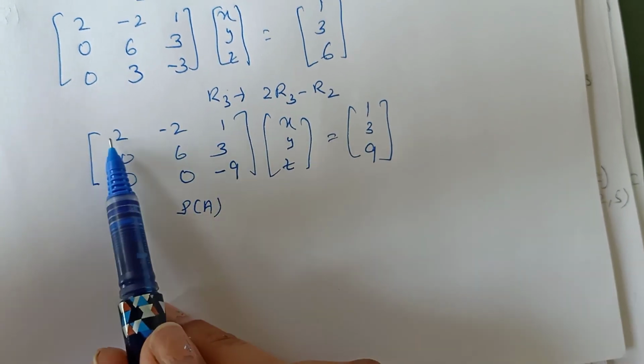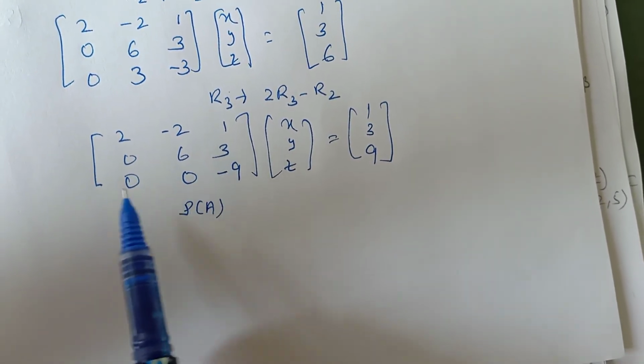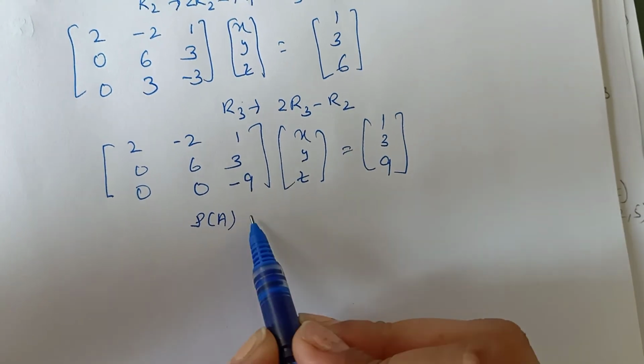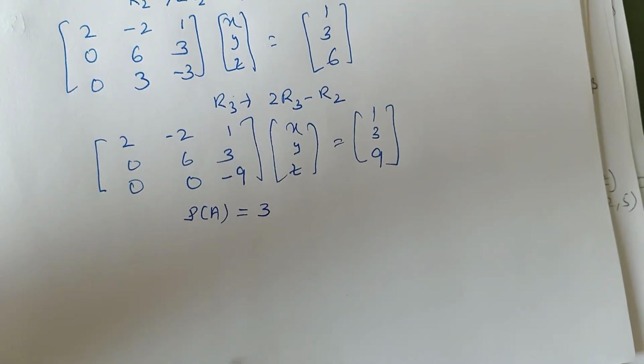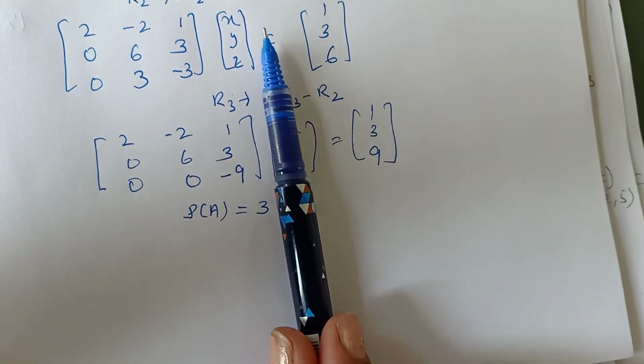This row is non-zero, it is having a non-zero element, and so is this one. So the rank of this matrix A is 3. What about the rank of A augmented B?